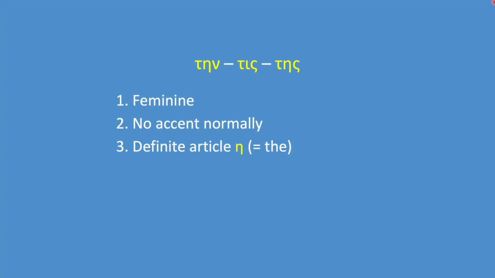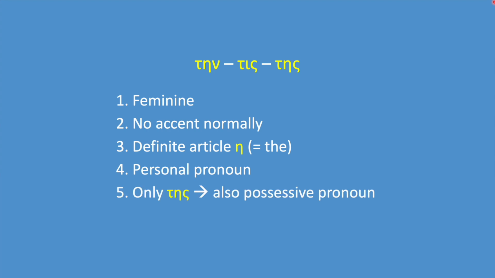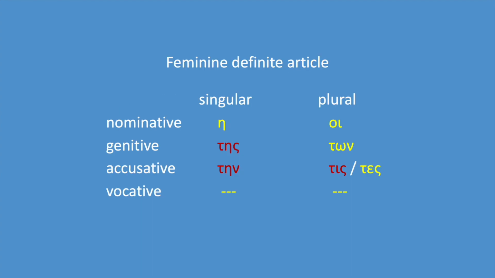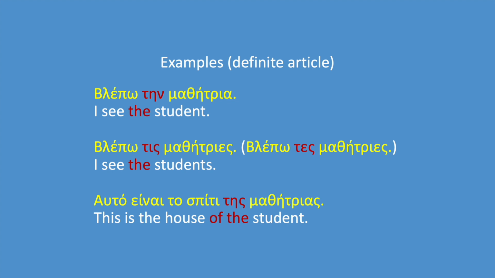They are all different forms of the feminine definite article ἡ, the. They are also used as personal pronouns. And finally, only the form της is also used as a possessive pronoun. This is the declension of the feminine definite article, and in red, we have the forms that we are discussing today. There are links in the description to videos that you may find useful. Let's look at some examples.